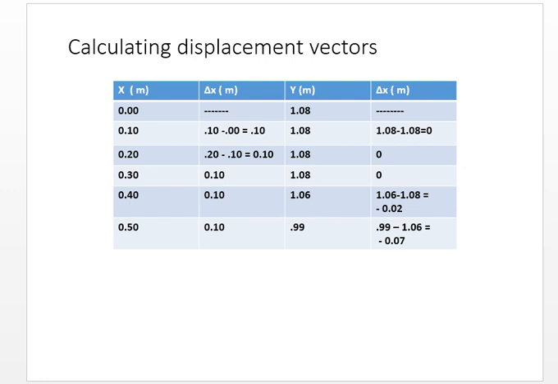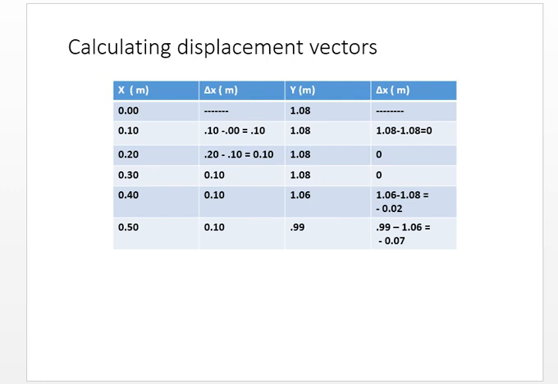And so the change in x from the first point to the second point is 0.10 meters. And then for the third point, it's 0.20 minus 0.10, which is also a change of 0.10 meters. And actually, if I keep doing that down, the next change will be 0.3 minus 0.2, which is 0.10, 0.4 minus 0.3, which is 0.10, and so forth.